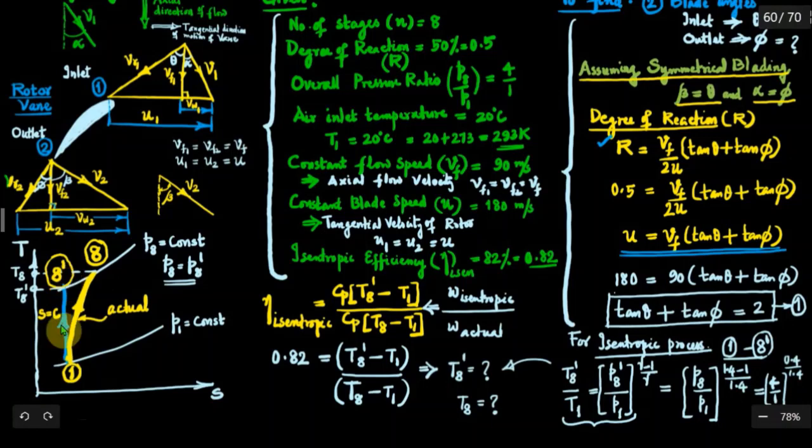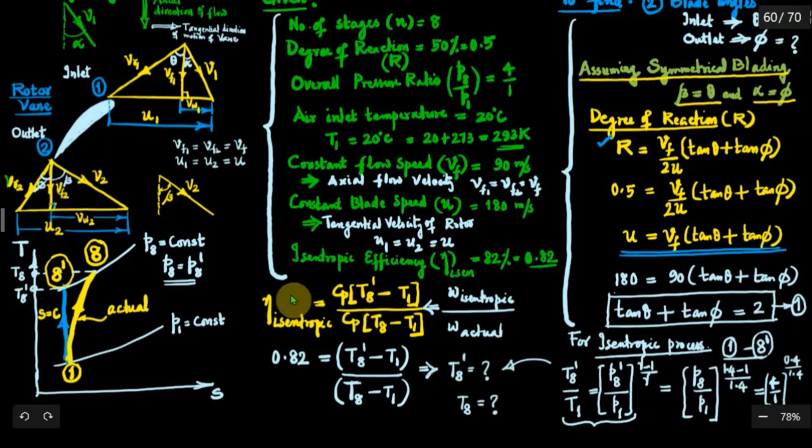If you draw a vertical over here, that process is 1 to 8 dash. That 1 to 8 dash is isentropic, constant entropy. So if the compression process is totally isentropic, it will follow 1 to 8 dash. But we know that in the actual compression process it will deviate. The entropy will increase during the compression process. So let the actual compression process be 1 to 8. The temperature at the end of actual compression is T8, and the temperature at the end of isentropic compression would have been T8 dash.